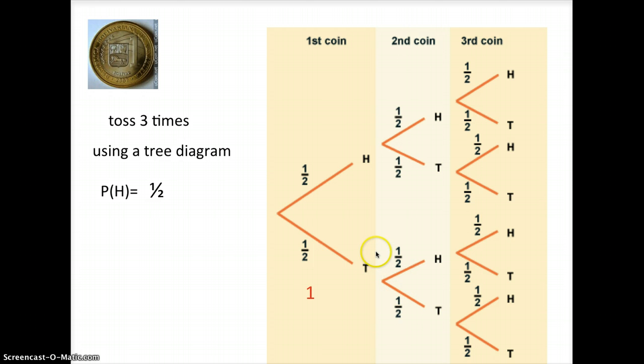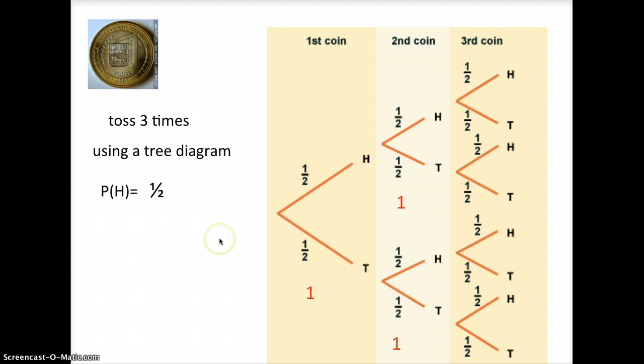Okay. Now, the sum of the probability for any set of branch or path is always 1. So this 1/2 and 1/2 is 1. Same way here 1. And then 1/2 and 1/2 here for this small branch is also 1.